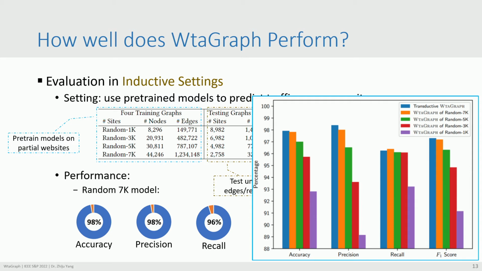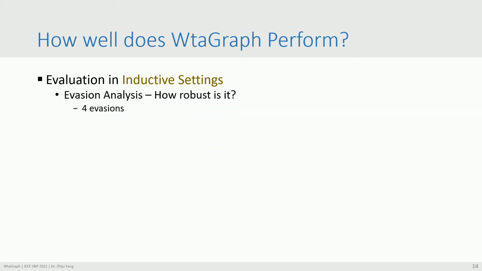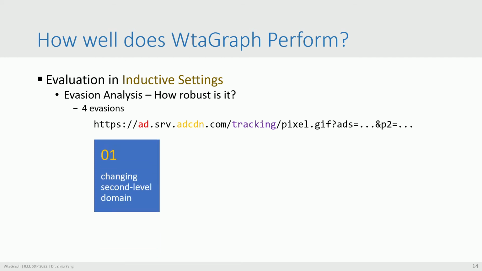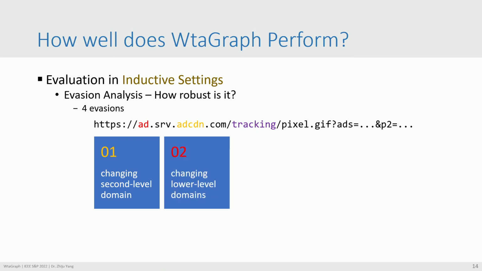Okay. So continue. We want to evaluate, hey, how robust is it? Is it possible to evade your detection? Well, we consider 4 evasion techniques. Considering here we have a tracking URL, and the tracker could change the second level domain, like the ad CDN over here. So it can change that. Meanwhile, it can also change the lower level domains. For example, change the ad or serve at the very beginning.